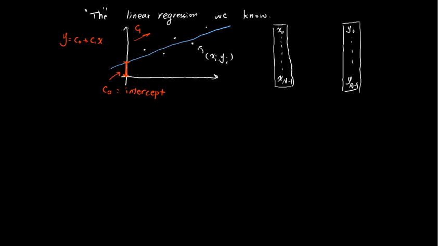If C1 is high, then this line is going to be steep. If C1 is equal to 0, then this line is going to be horizontal. And so this C1 also has a name. It's called a slope.